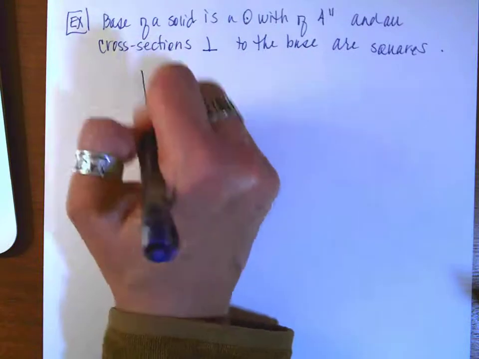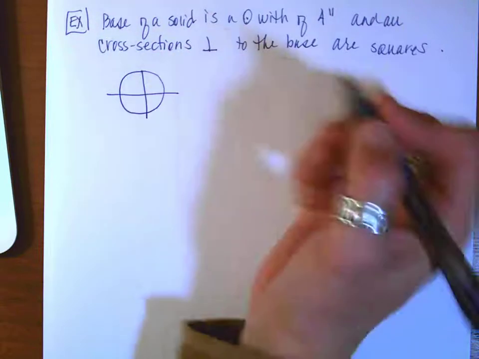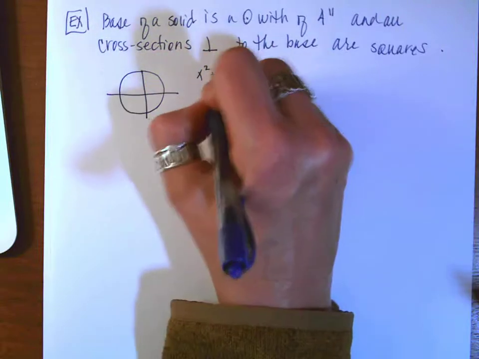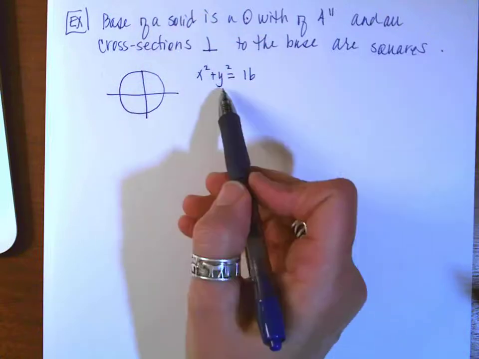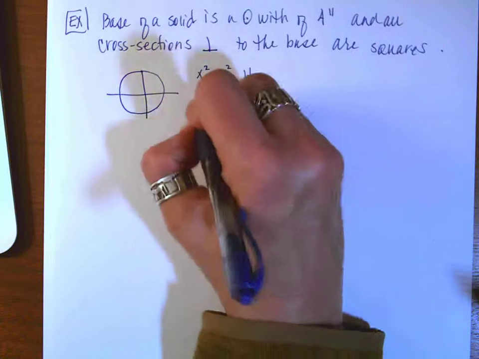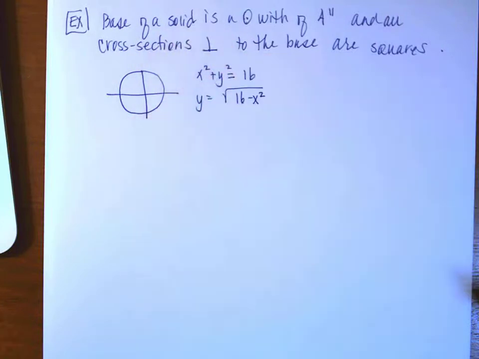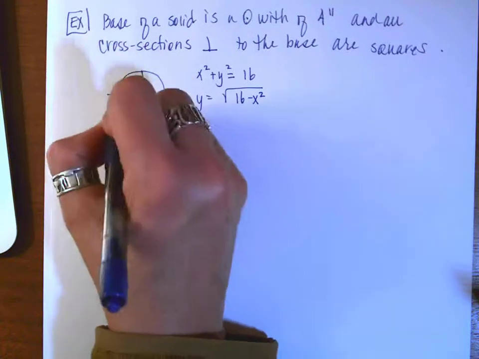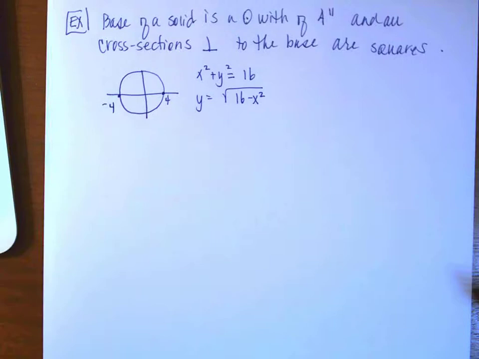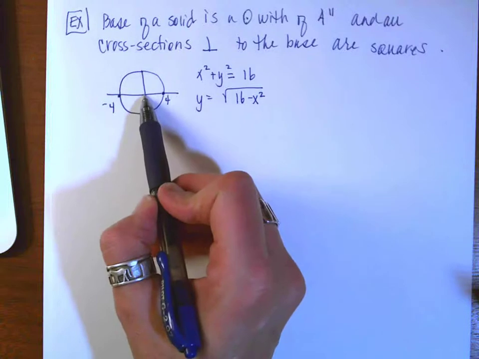All right. Well, if the base is a circle, then we assume that it's centered at the origin. And so I'm going to write and draw this kind of at the same time. So here's my lovely little circle. And the equation would be x squared plus y squared is equal to 16. We always have to solve this equation for y, so I'm going to solve and I'm going to get y is equal to the square root of 16 minus x squared. And so I know that this is a positive 4 and this is a negative 4, okay?